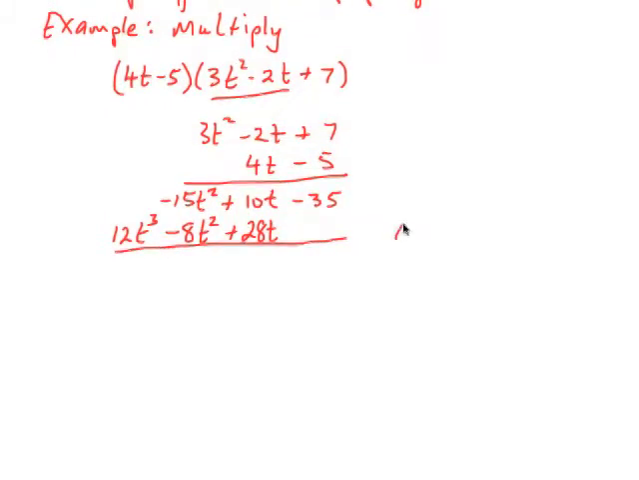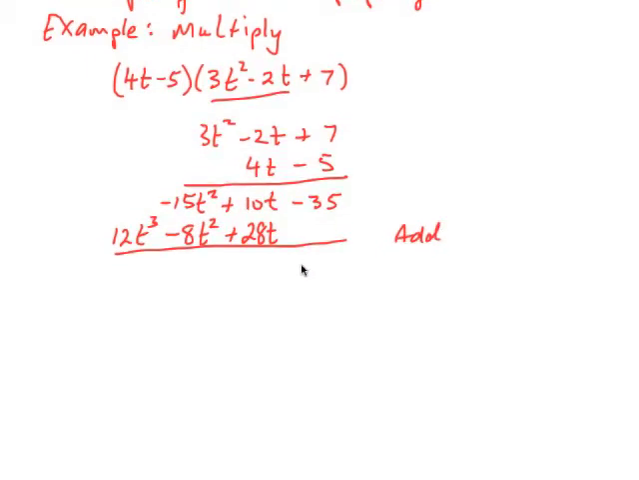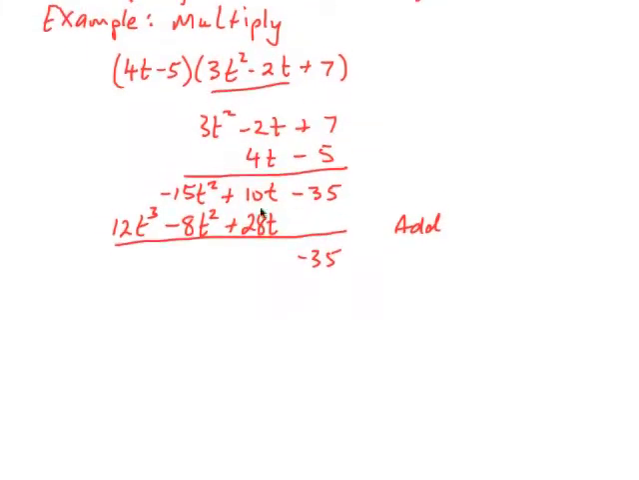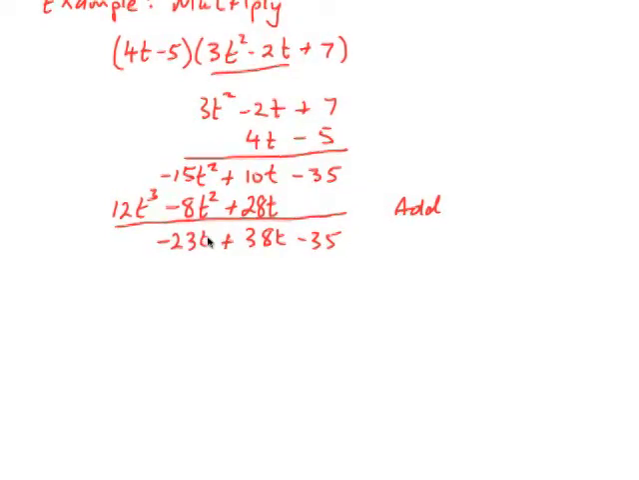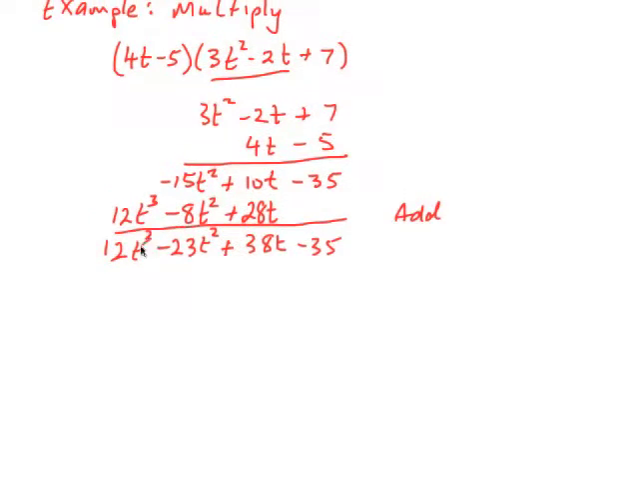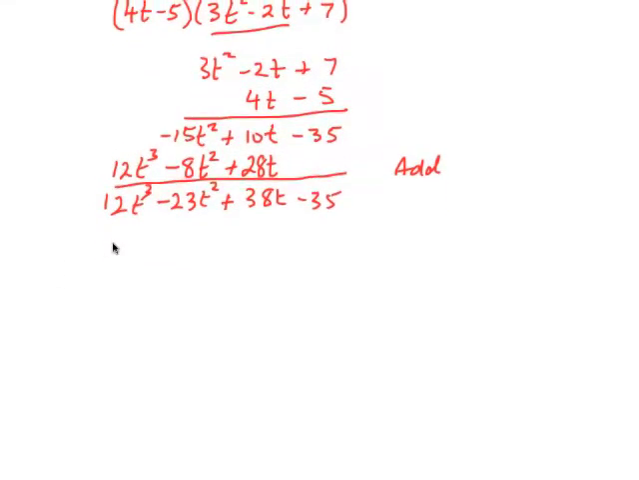And now we add. And so we get negative 35, we have a plus 38t, and now we have negative 23t squared and a 12t cubed. And that will be our answer.